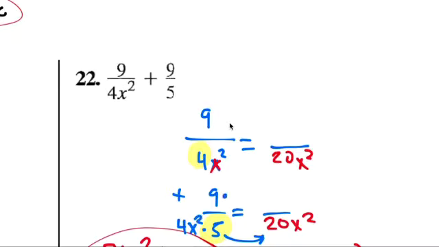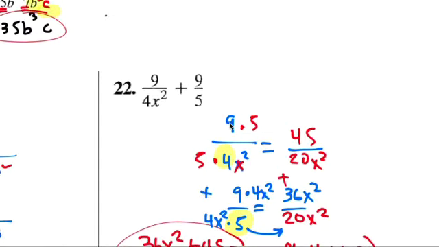So you need to times the top by 4x squared. You get 36x squared. Now to get this to equal to 20, you need to times it by 5 only to get x squared. So times the top by 5, you get 45. Okay, and then you add them together.